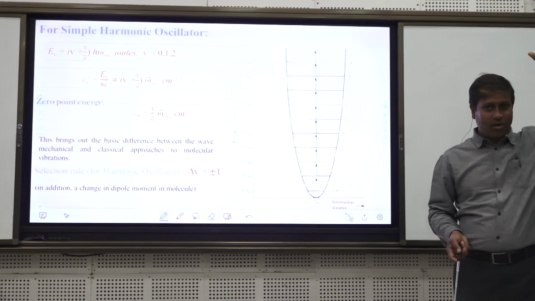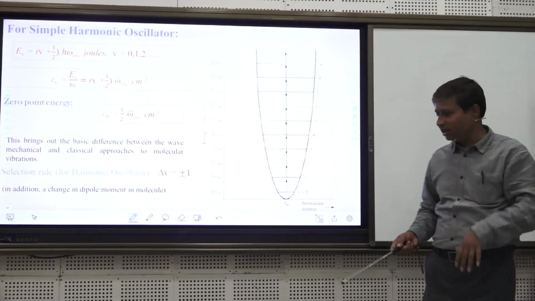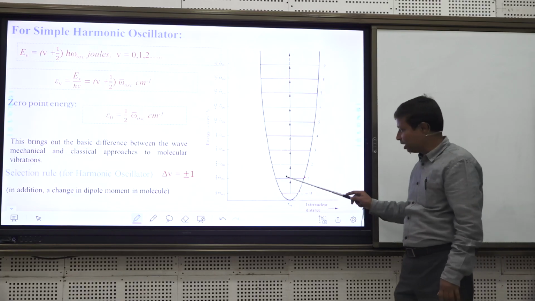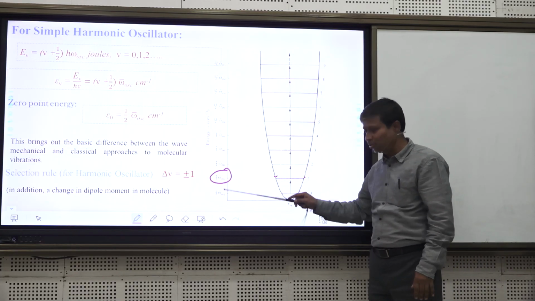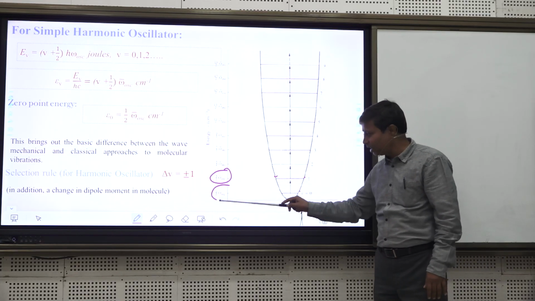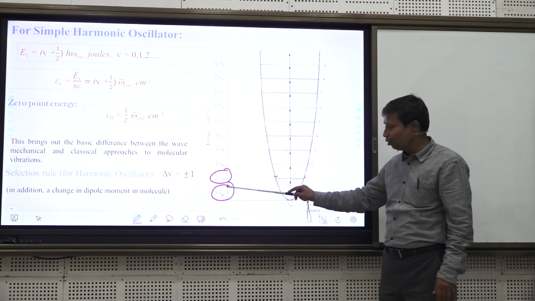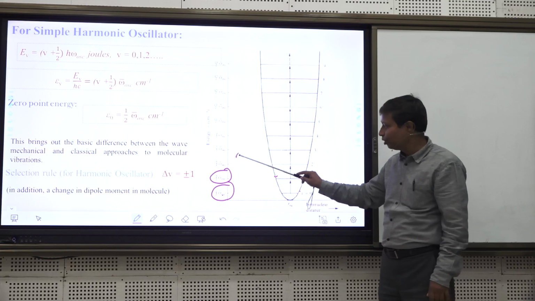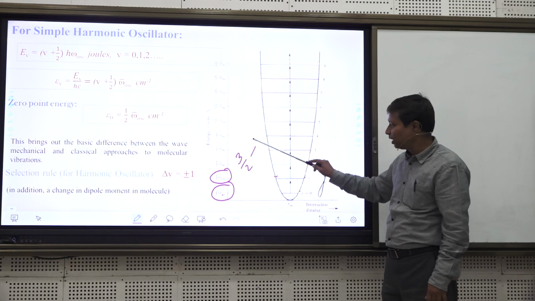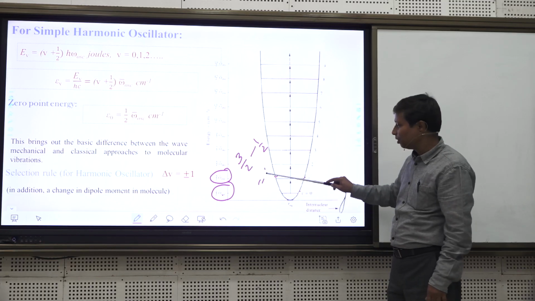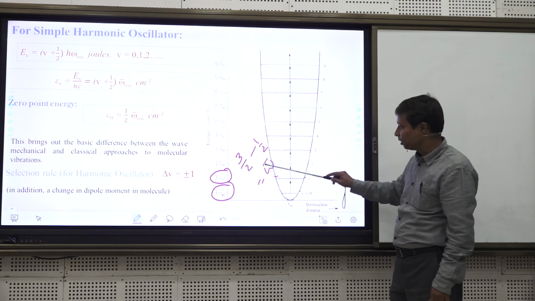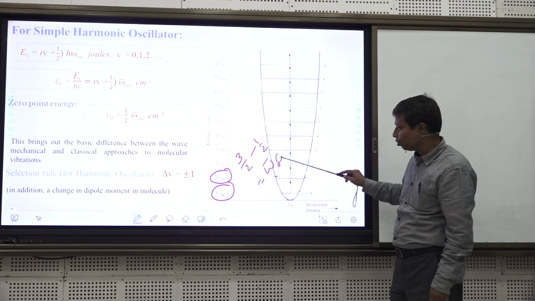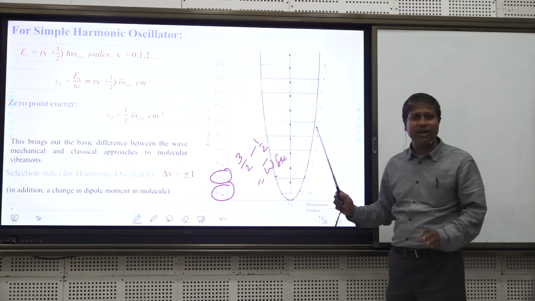The band will come at final energy level minus initial energy level. This energy level is 3 by 2 omega bar OSC minus half omega OSC. So what is the value? 3 by 2 minus half, omega OSC. So we can expect one band.